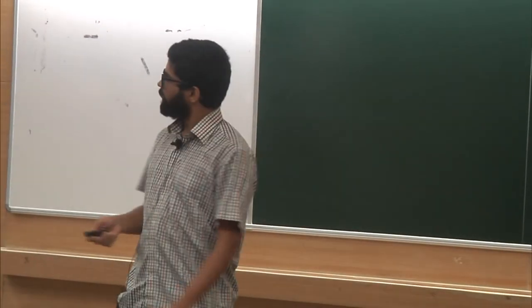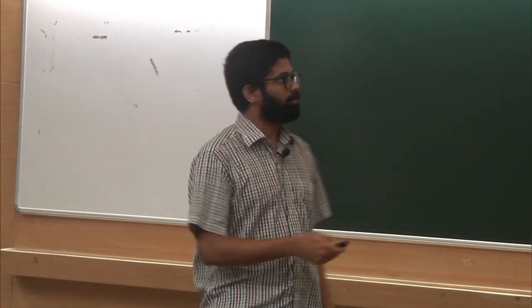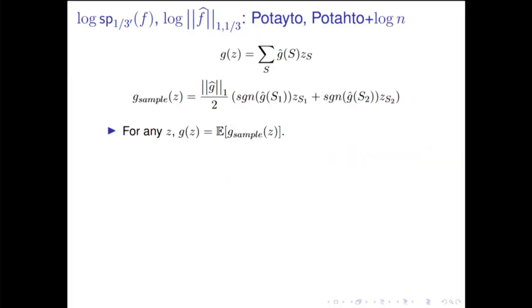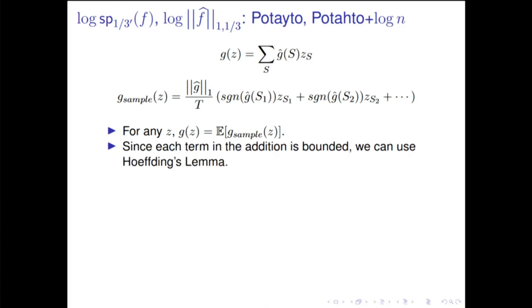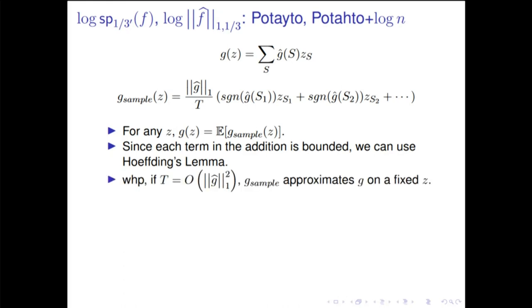So okay, there are some details here, but I think I'll just rush through this slide. As you sample more and more monomials and take their average, we know that the expectation is g of z. So we expect that it's concentrated around g of z using something like a Chernoff bound. And that's exactly what happens. So if you take t to be large enough, which is order spectral norm squared times n, then this sampled polynomial approximates g on all its inputs.